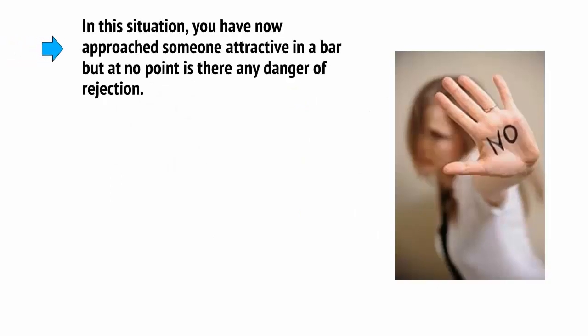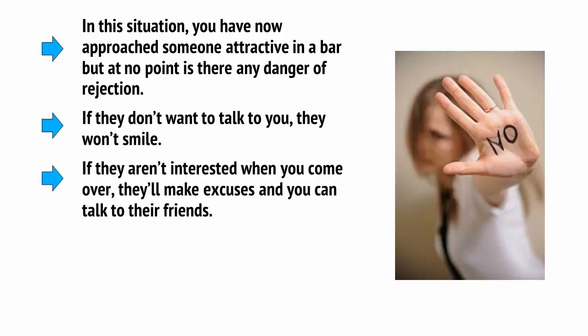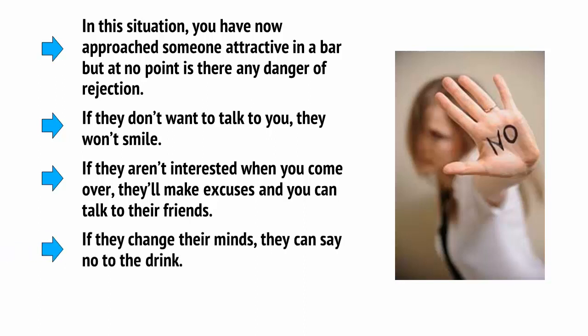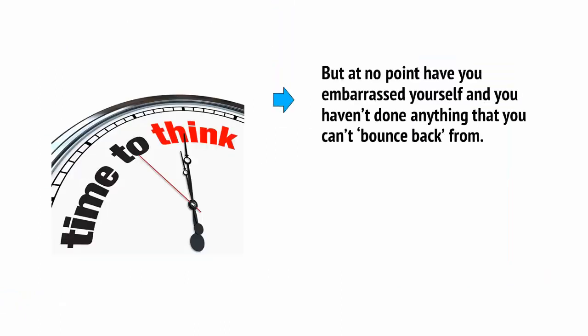In this situation, you've now approached someone attractive in a bar, but at no point is there any danger of rejection. If they don't want to talk to you, they won't smile. If they aren't interested when you come over, they'll make excuses and you can talk to their friends. If they change their minds, they can say no to the drink. If you're giving off the wrong signals, then they can say no to the dance. But at no point have you embarrassed yourself and you haven't done anything that you can't bounce back from.